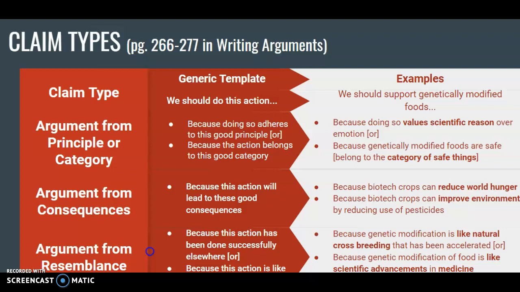And then finally, dealing with resemblance, because this action has been done successfully elsewhere, or because this action is like this good action. That would translate into because genetic modification is like natural crossbreeding that has been accelerated, or because genetic modification of food is like scientific advancements in medicine. So again, this is a strategy that you can use to help you find supporting reasons for your proposal. These are the points that will move your audience. So this is used to help you develop your argument.